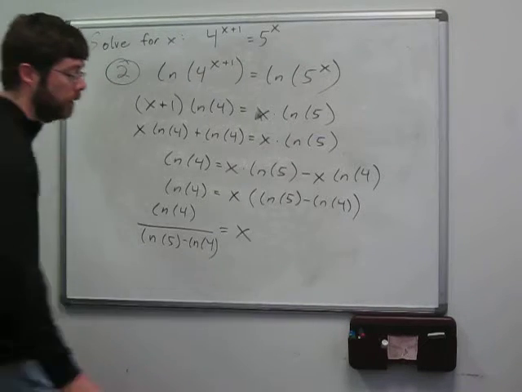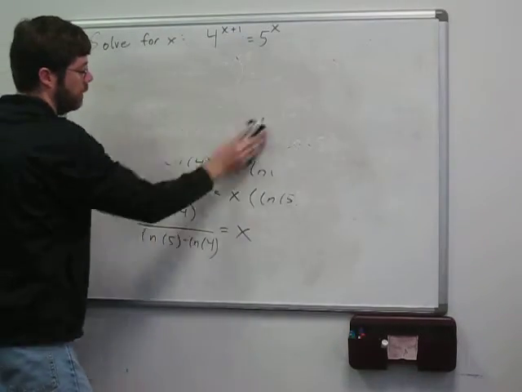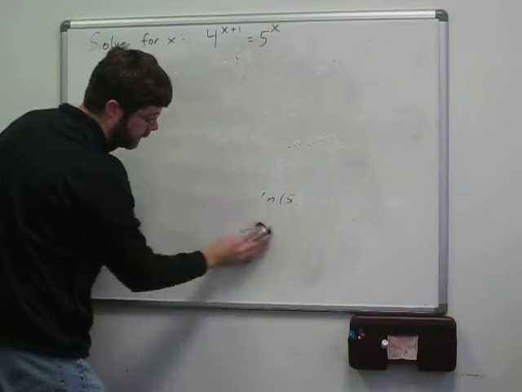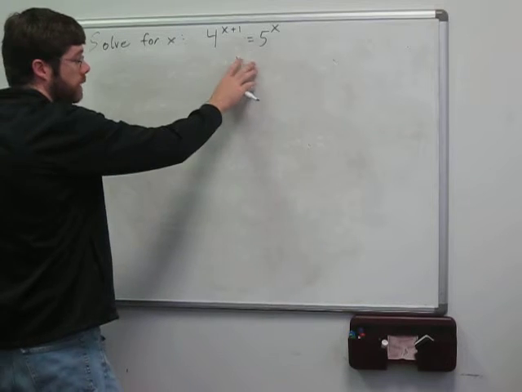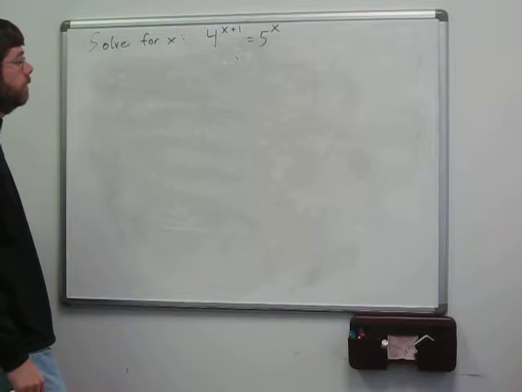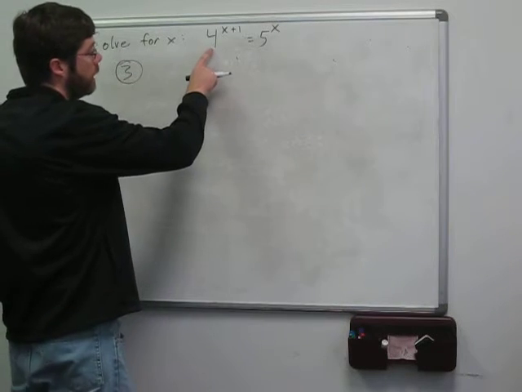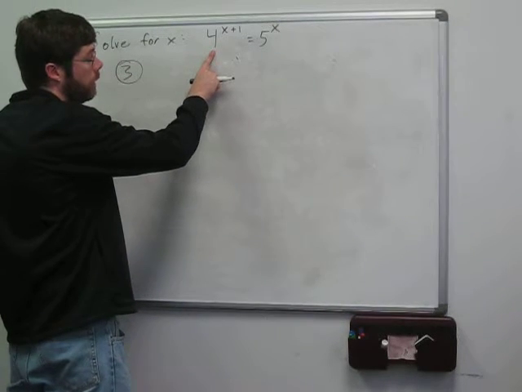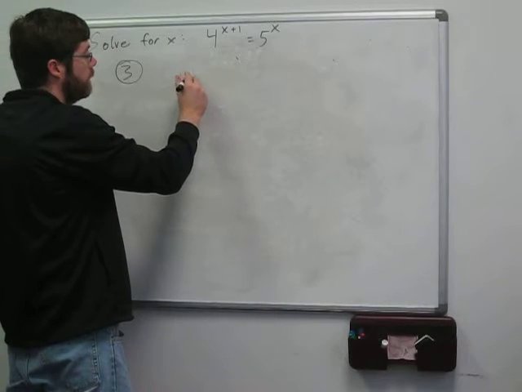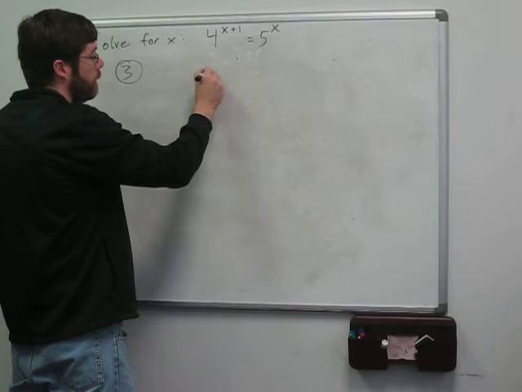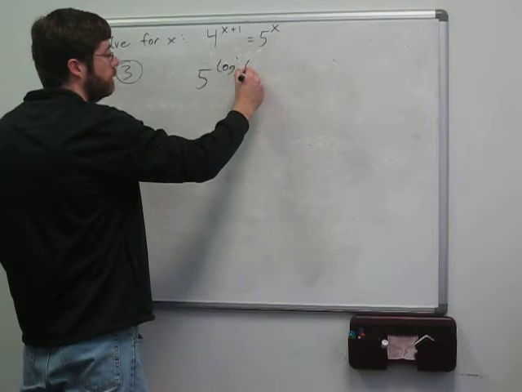Let's look at one more method. I mentioned that it is challenging to come up with the same base like we've done in a previous video, but it is possible, and let's go ahead and look at that. If I want to write 4 as 5 to some power, then I can do the following. I can rewrite 4 as 5 to the log base 5 of 4.